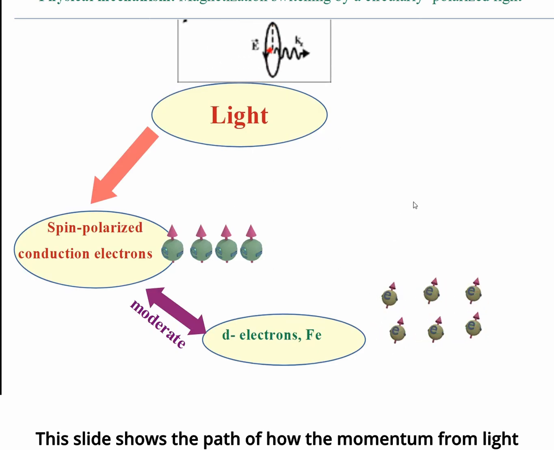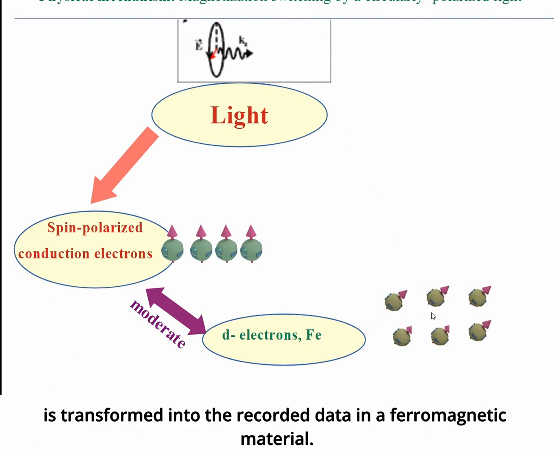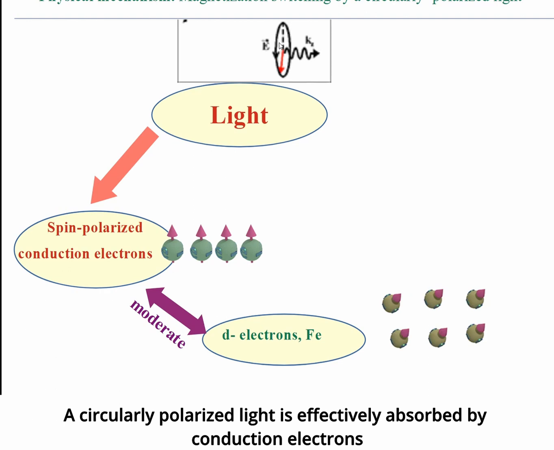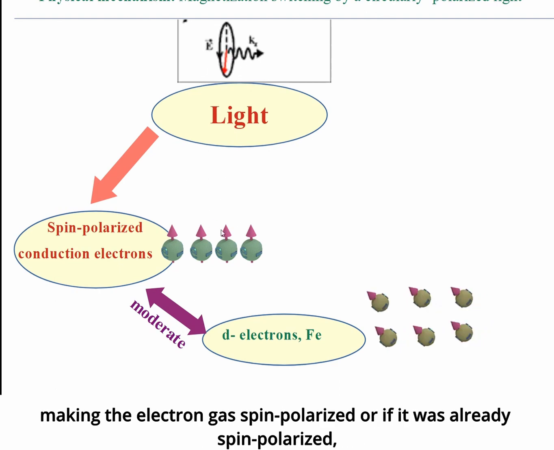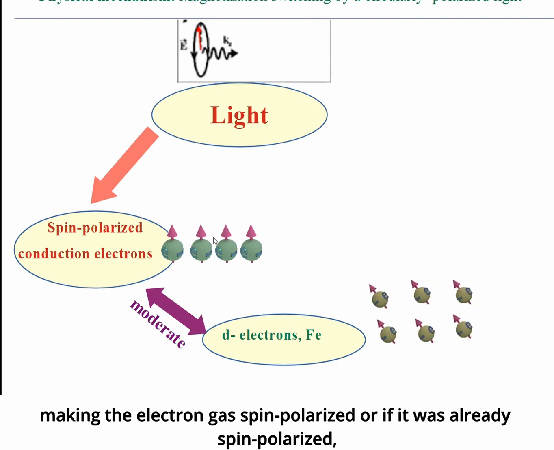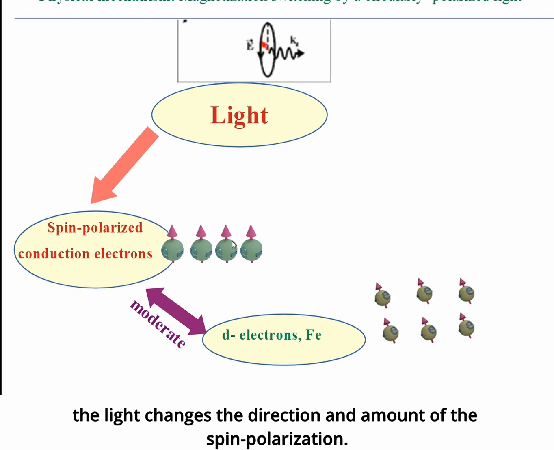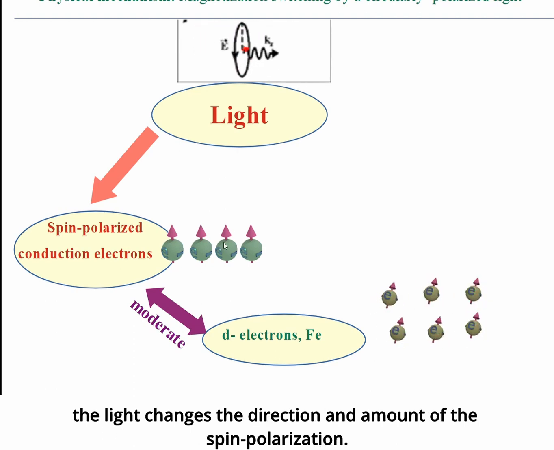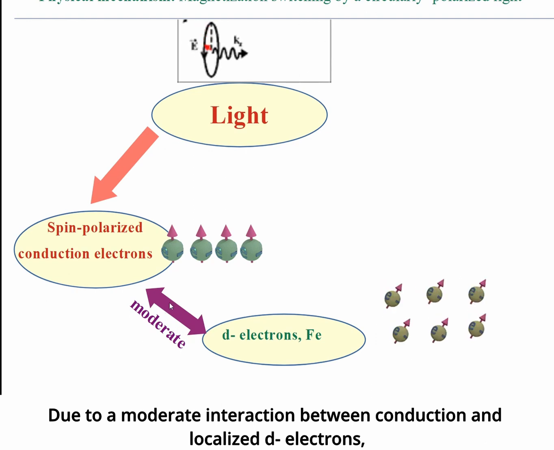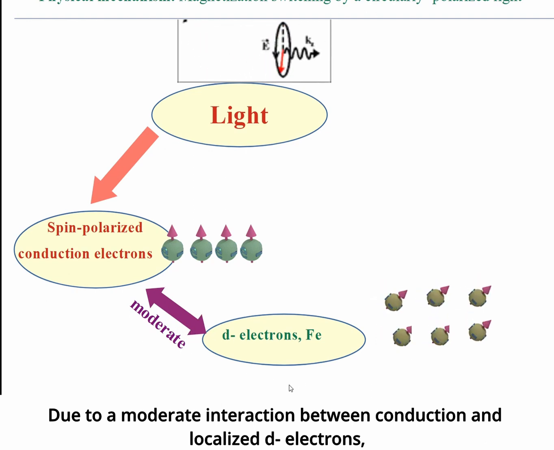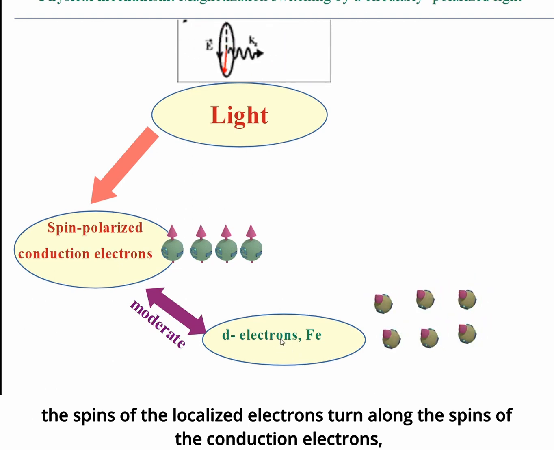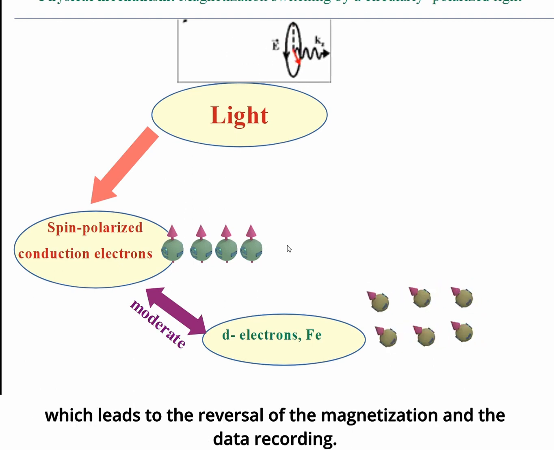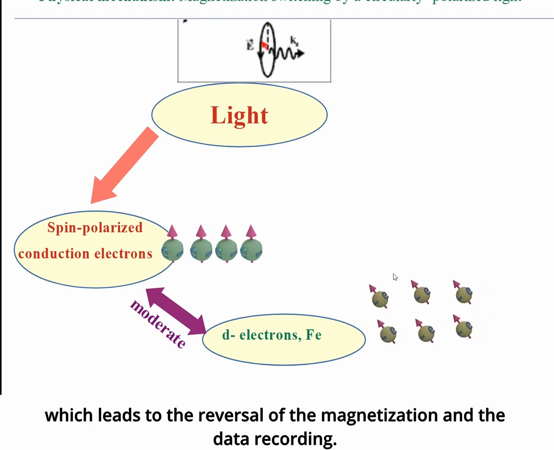This slide shows the path of how the momentum from light is transformed into the recorded data in a ferromagnetic material. A circularly polarized light is effectively absorbed by conduction electrons, making the electron gas spin polarized. Or if it was already spin polarized, the light changes the direction and amount of the spin polarization. Due to a moderate interaction between conduction and localized d electrons, spins of localized electrons turn along the spins of conduction electrons, which leads to reversal of the magnetization and data recording.